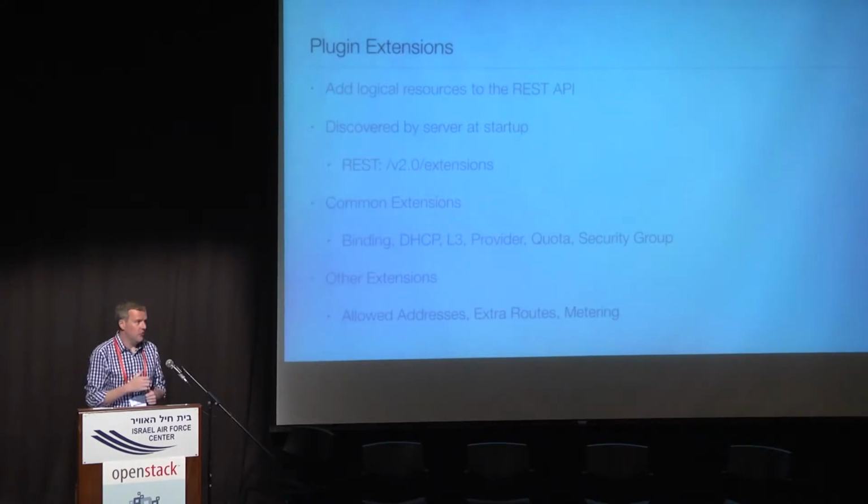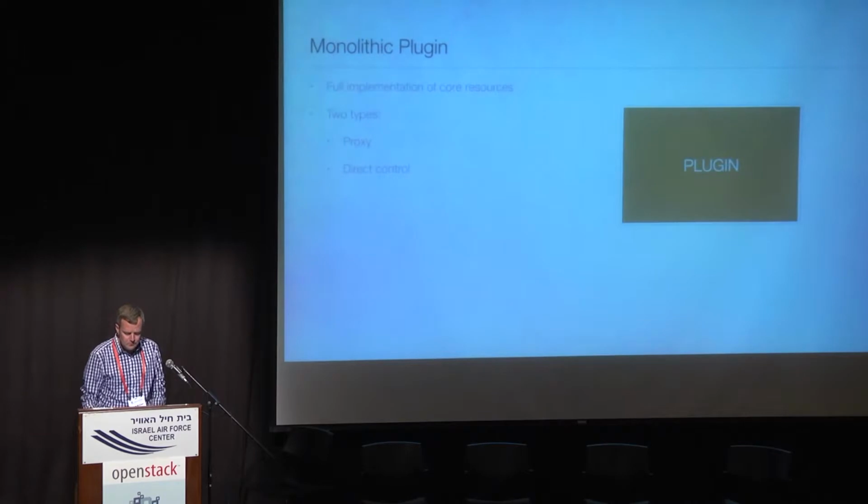Some of the common extensions you'll see are binding extensions, which is mainly an internal extension that provides the mechanism to tell Nova how to connect to the network segment for a particular instance. Also, DHCP, L3, provider, which enables you to bridge your deployment into your existing physical network within your data center, quota, and security groups. Other optional extensions you'll see are allowed address pairs, which prevent address spoofing, extra routes, and metering.